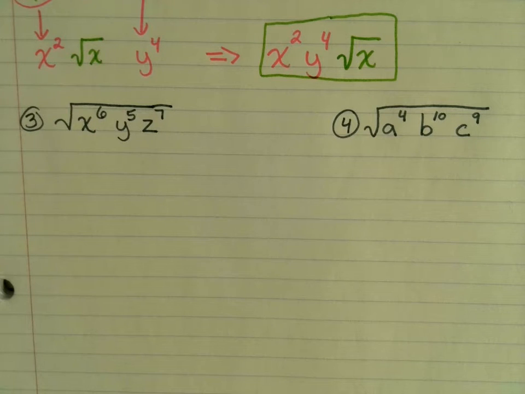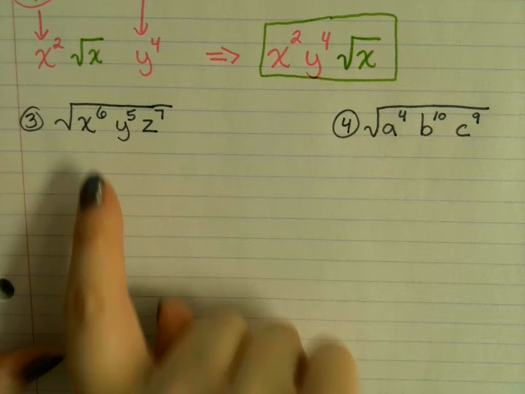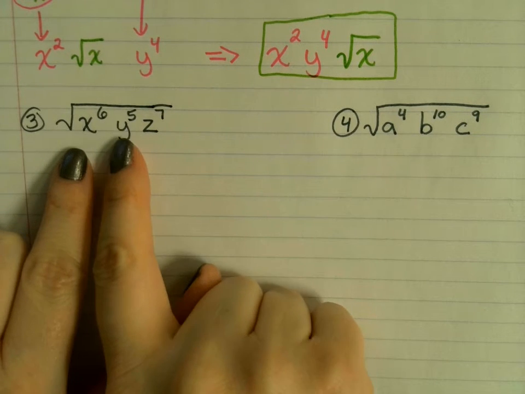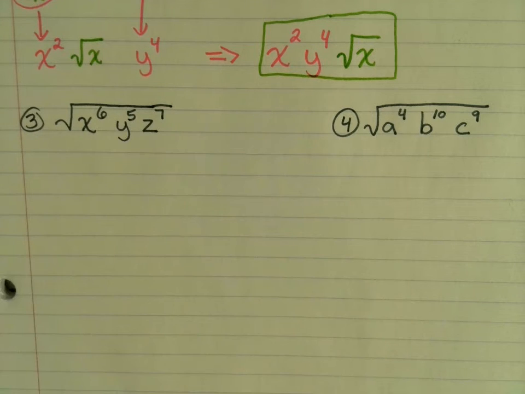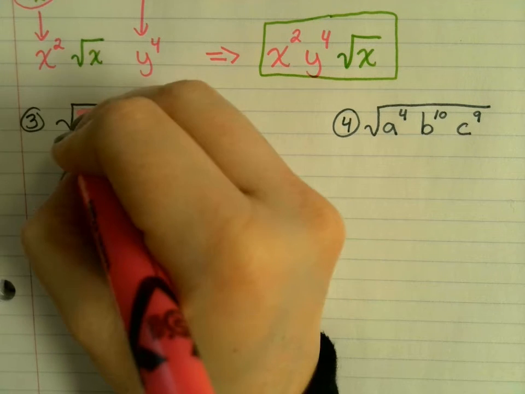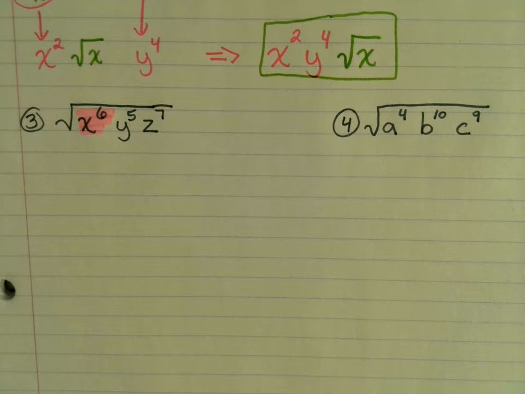All right, let's go ahead and go over problem number 3. So we have the square root of x to the 6th, y to the 5th, z to the 7th. The only one in here so far that is a perfect square is which variable? The x to the 6th. Yeah, x to the 6th is the only one that's considered a perfect square because it is an even numbered exponent. So we can go ahead and separate that out right off the bat.